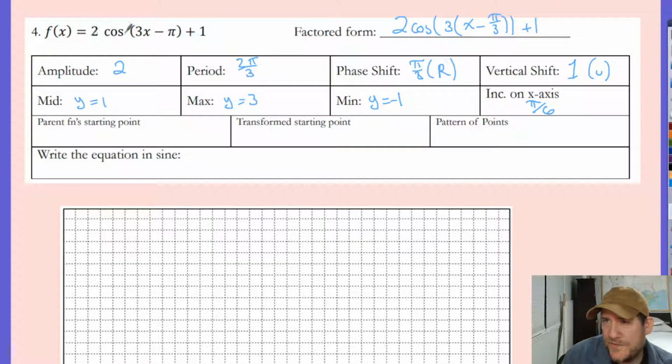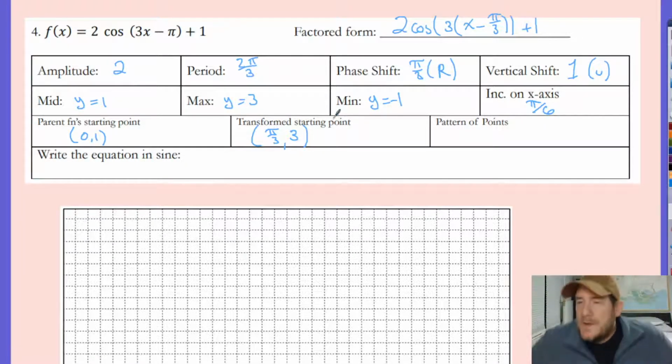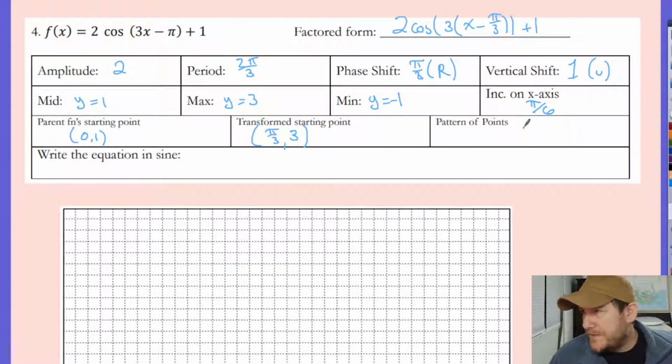The parent function starting point for cosine would have been a max. It would have been 0, 1. If we apply our transformations, then we're going to the right by pi over 3, so it'll be positive pi over 3 as an x-coordinate. Then there's no reflection, so I don't have to reflect, but I do get stretched by a factor of 2, so this y value will go to 2. Then I get vertically shifted up by 1, so that y value goes to 3. So those will be the coordinates of our starting point. And our pattern of points is the same old, same old.